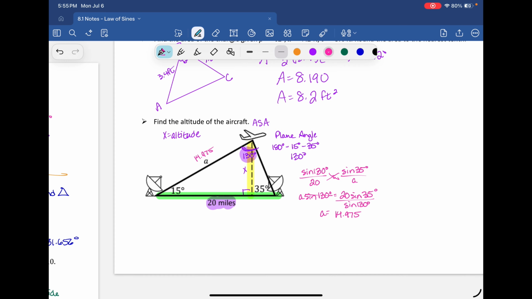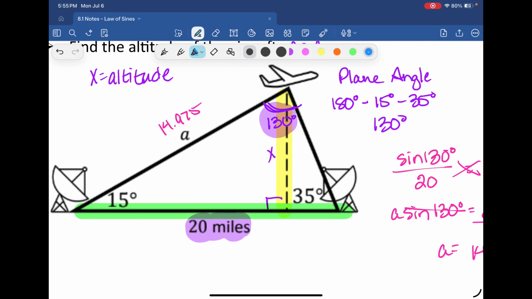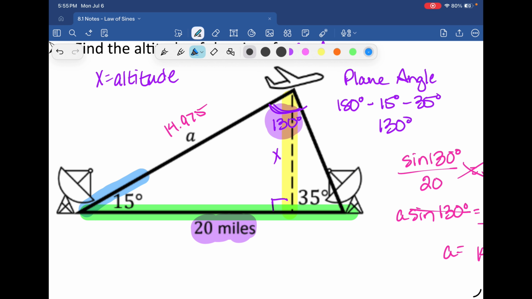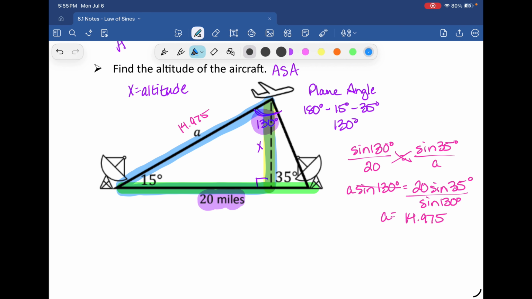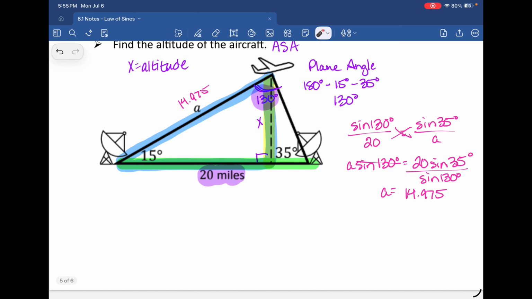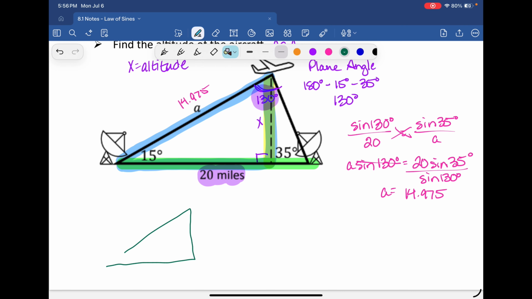The reason I wanted to find that is because, let's use blue, that gives me a right triangle I can use. You can see that right triangle coming in here. Side length. There's my 90 degrees and a hypotenuse. So I'm going to draw the triangle. We know this angle, 15 degrees. We're missing the altitude. We know it's 90 degrees right there.